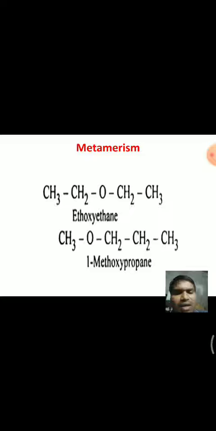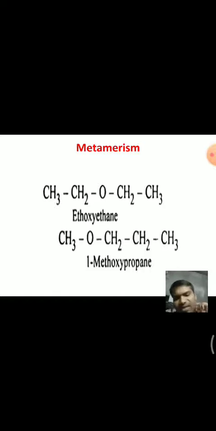And if you see another example, two examples are there. First one, ethoxyethane, and the second one is 1-methoxypropane. The two molecules have the same molecular formula, C4H10O, but they are different molecules, that means they are isomers. Again the difference is in the structure and bonding, hence they are structural isomers.